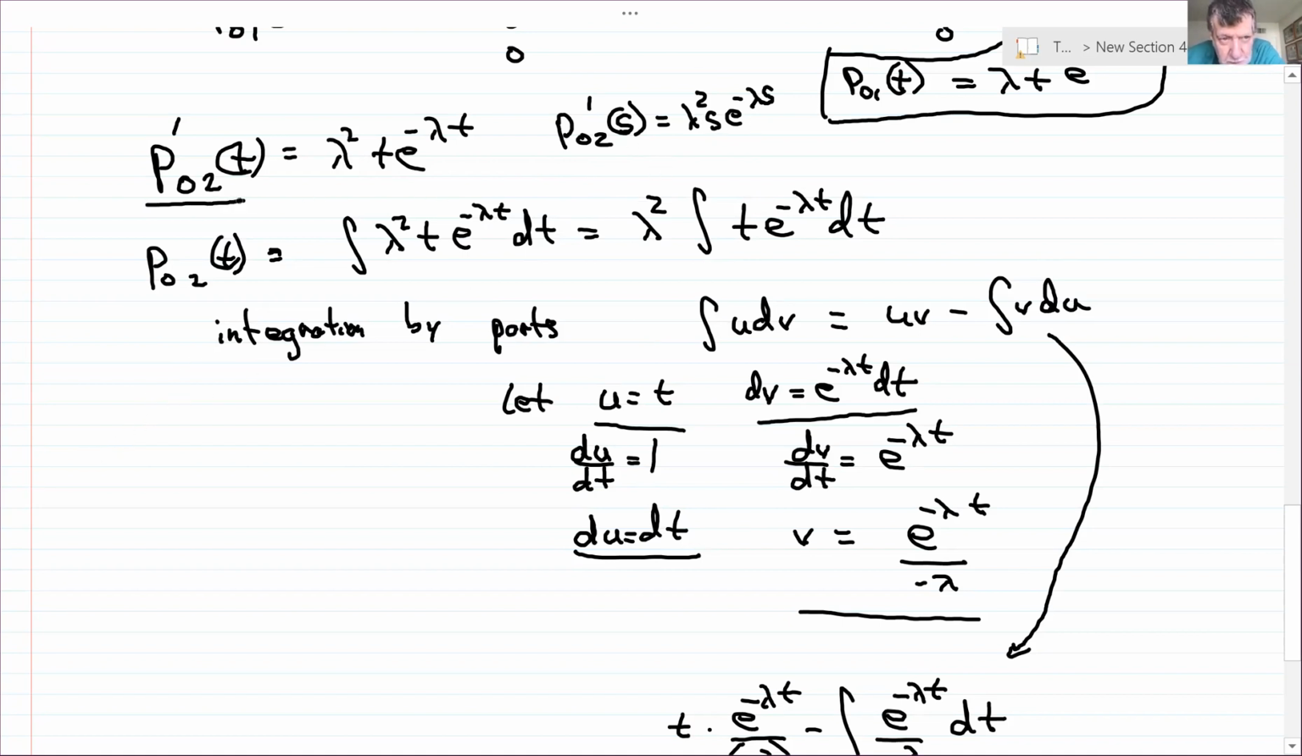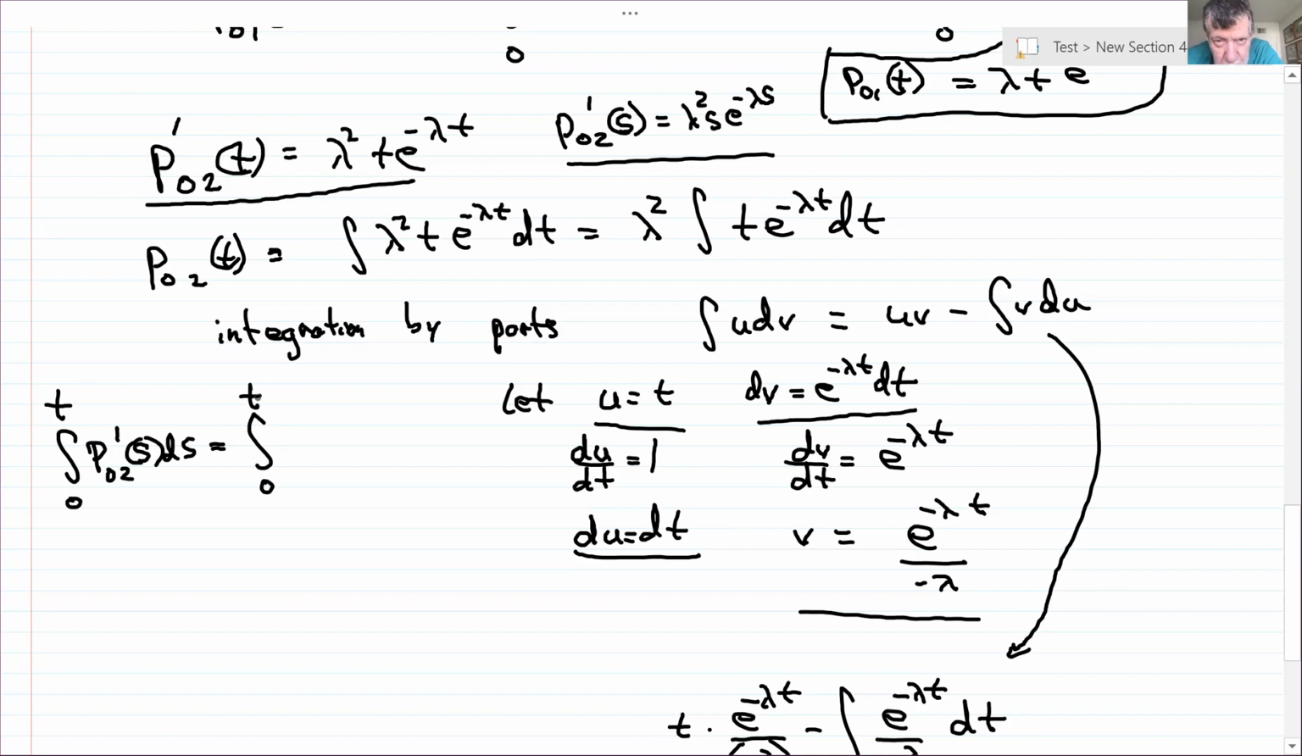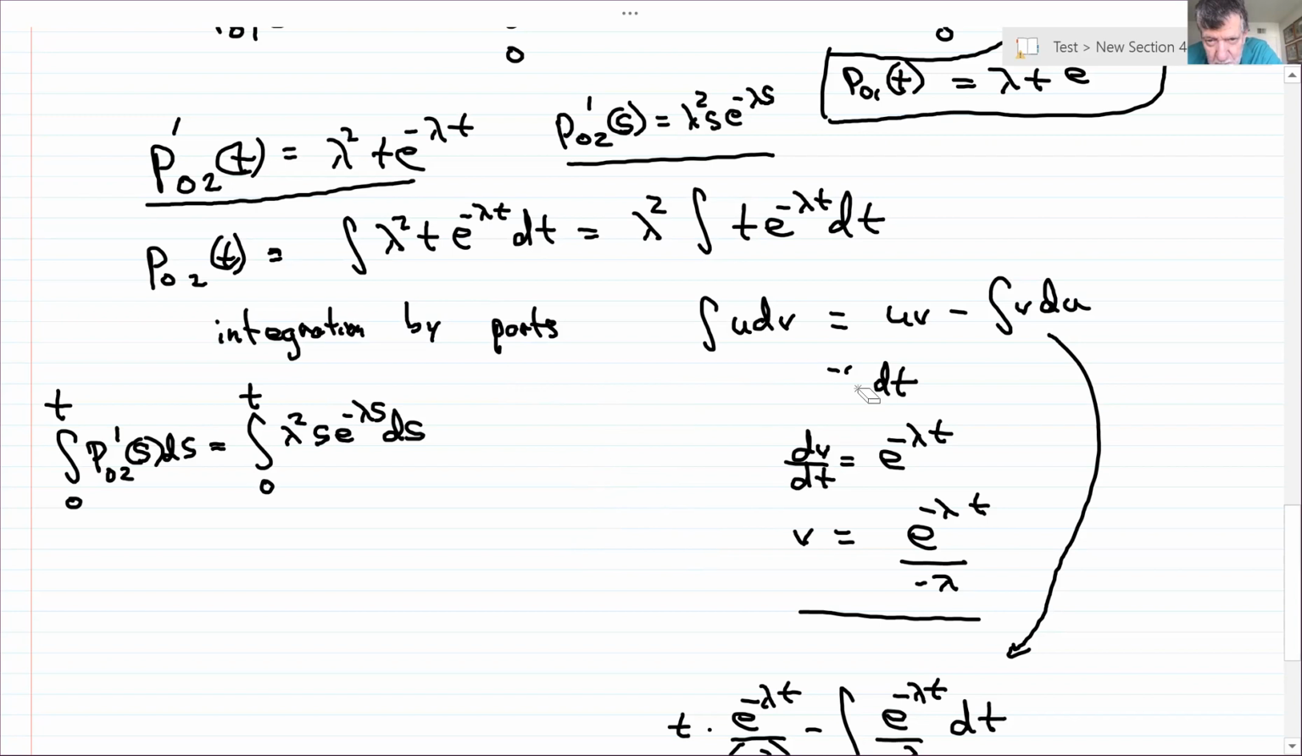so I'm going from here to here. And then from here, I'm integrating both sides. Integrating the left, I'd have the integral of P02 prime of s ds from 0 to t. And integrating the right side, we'd have the integral from 0 to t of lambda squared s e to the minus lambda s ds. Okay, so I'm going to erase this. I'm still going to use parts, but in a minute.